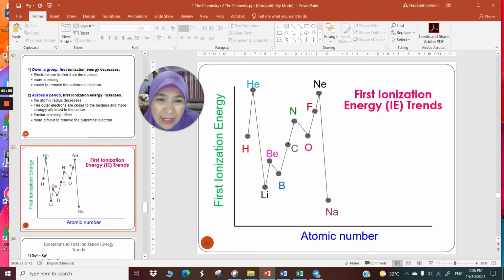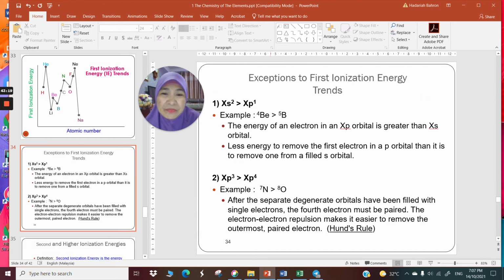Again, the same. And then when it starts to pair, it starts to be difficult to remove again, and so on and so forth. So all this variation in first ionization energy, how much energy is needed to remove the first electron, is really easily explainable when you understand how electrons are arranged in those elements. Okay? Now, an exception to the first ionization energy trend: s2 will always be more difficult to remove than p1, as I was telling you about beryllium and boron.